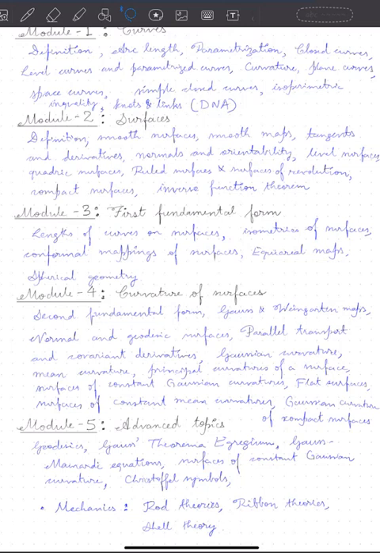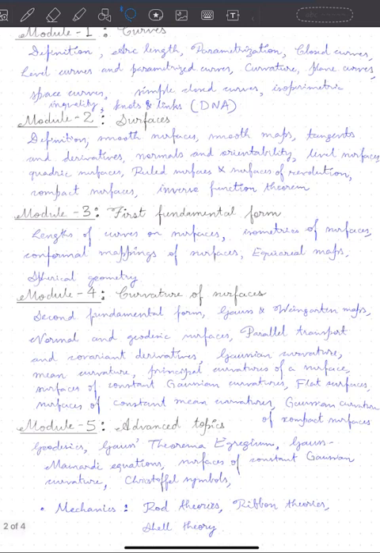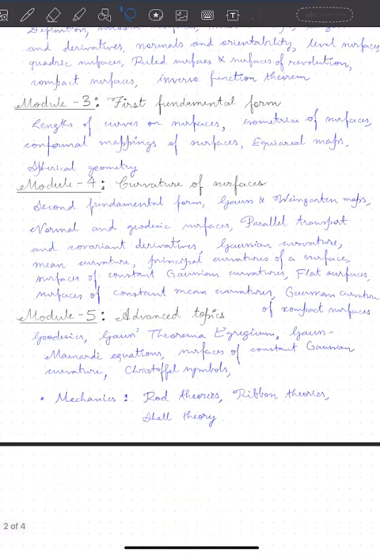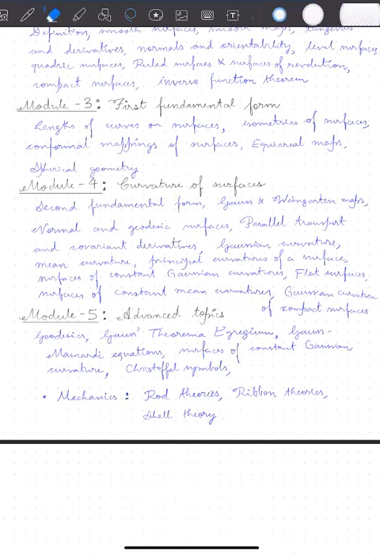Then we would talk, possibly in the next session, about the first fundamental form, the lengths of curves on surfaces, isometries of surfaces, conformal mappings of surfaces, equiareal maps, and spherical geometry just a little bit. So that won't be much of our focus right now. Then we will continue talking about curves on surfaces, where we would be touching on the second fundamental form and the Gauss and Weingarten maps. These are very simple concepts, although they sound technical, with too much jargon.